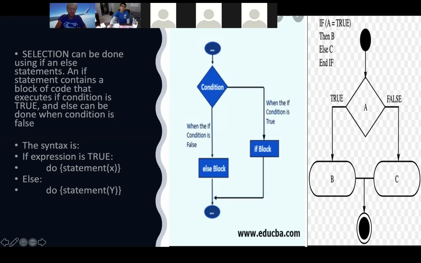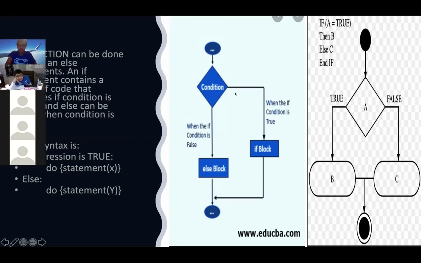Here is an example of a flowchart diagram. A flowchart just makes it easier to see. So you have some code here, and then you have a condition. When the if condition is true, then there's an if block, and it's going to do something. If the condition is false, it will do something else. I think this is a bit better way of explaining.